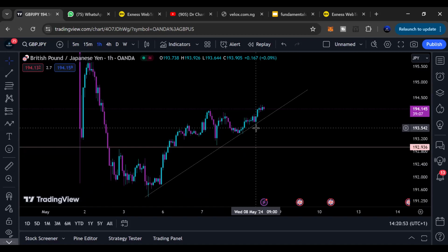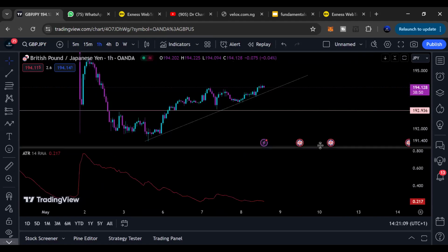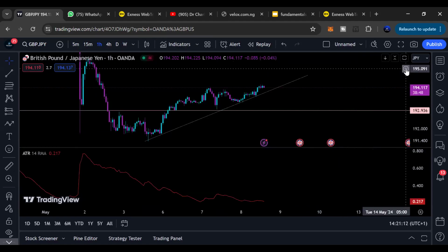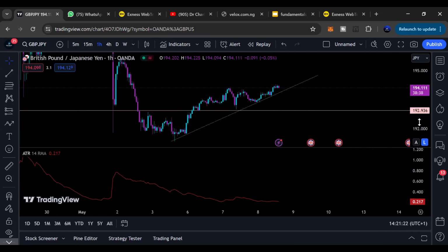So we have the low of 193.644, that was the lowest point it got to before going up. That's the swing low. So you pull up your ATR as usual, the average true range. What's the value of the ATR right now? It's giving us 0.217. Remember, in the other ones, you were adding. In this case, you're going to deduct. Please get it. You're going to deduct.